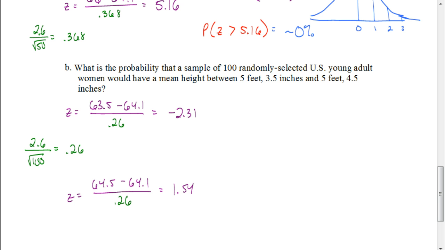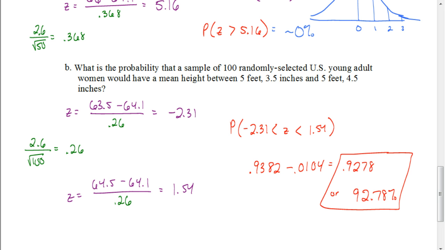So we want to figure out what's the probability that our z-score would be between those two values. So on your table, we would take the value for 1.54 and subtract from it the value for negative 2.31. Those two values would be 0.9382 and 0.0104. So we subtract those to get our answer of 0.9278, or you could say about a 92.78% chance of our mean being between those two heights.